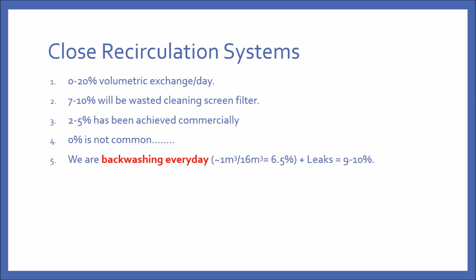For RAS systems, one common question I get from individuals is, how often do you exchange water? I would say 0 to 20% is the typical rate of volumetric exchange per day. Typically, it is very difficult to run at 0% water change, which also means that you do not change the water for a long time. Commercially, we have seen the lowest to be 3 to 5%, and we are running about 7 to 10% every day.